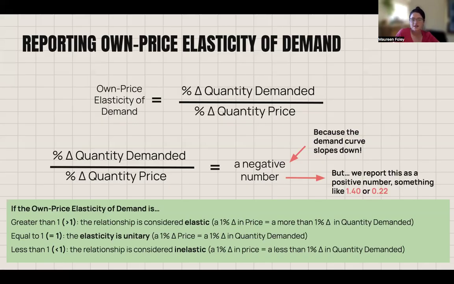If the number is less than 1, this means that the relationship is inelastic. So a 1% change in price results in a less than 1% change in the quantity demanded. It's not very responsive to a change in price, or consumers are not very responsive to a change in price of that product.